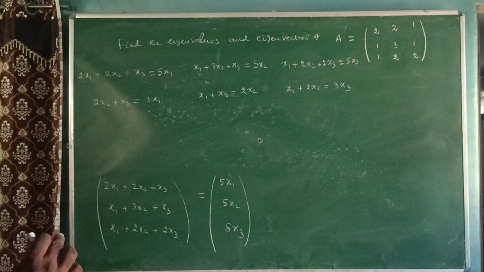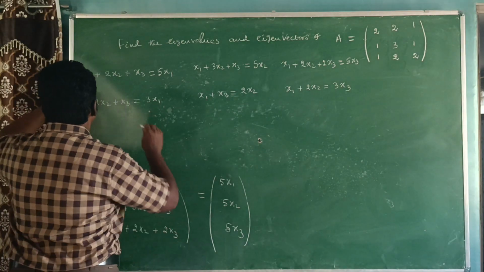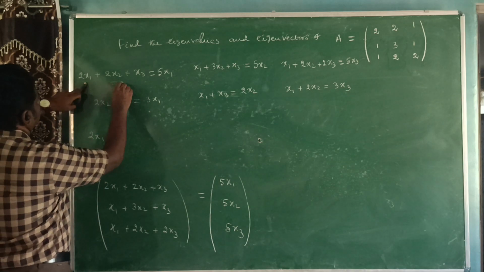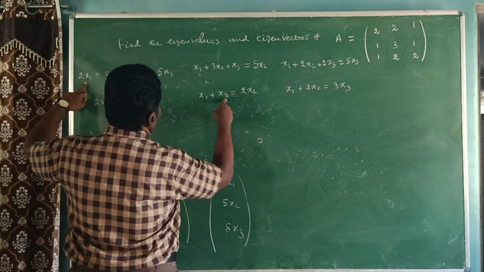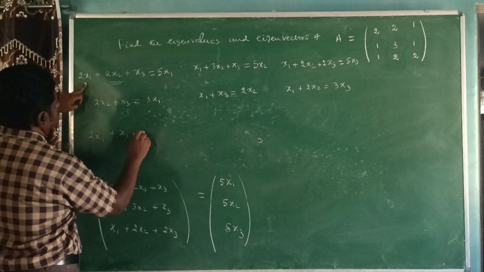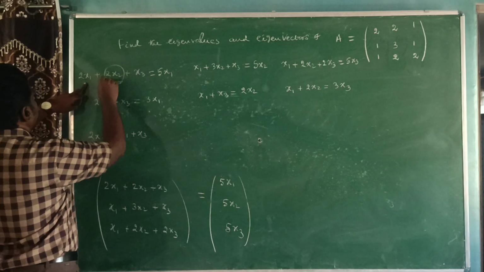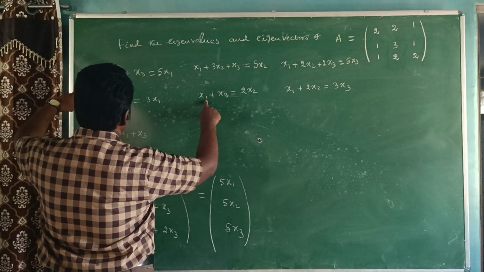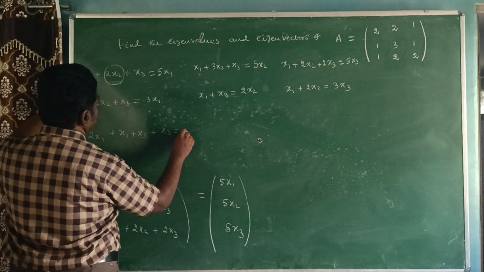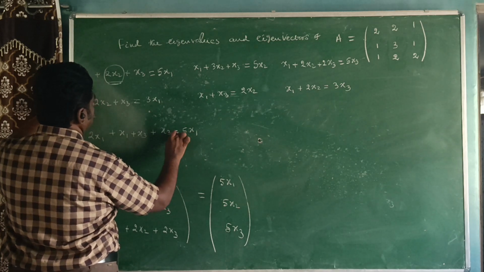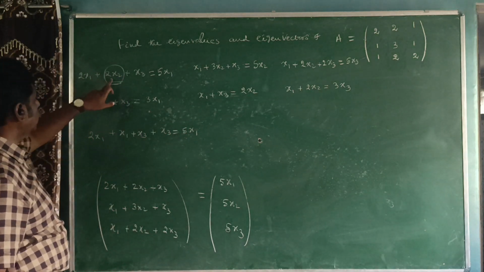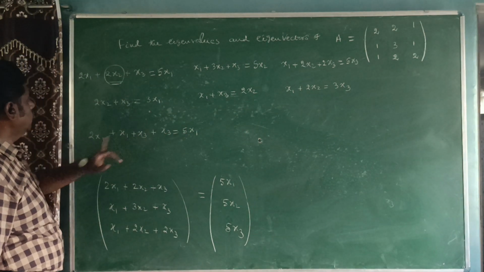With the help of this, take this equation. In this equation, instead of this 2x2, substitute the value x1 plus x3, since x1 plus x3 equal to 2x2. Instead of this 2x2, we have substituted x1 plus x3, plus this x3 equal to 5x1. We know that x1 plus x3 equal to 2x2. So in the first equation, instead of 2x2, we have substituted x1 plus x3.